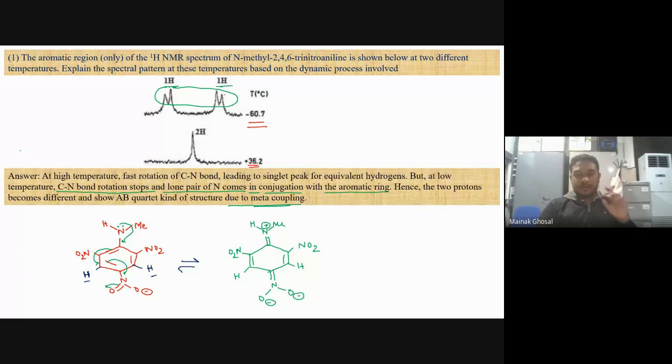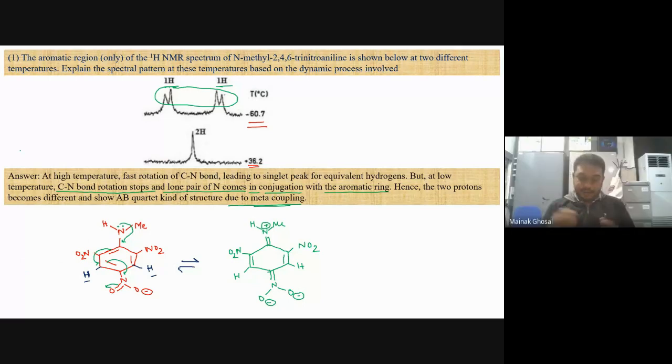So no need to give the chemical shift values for this particular question? No, you don't need to give the chemical shift values. Here the concept is what is important, that's why it is changing. Thank you.